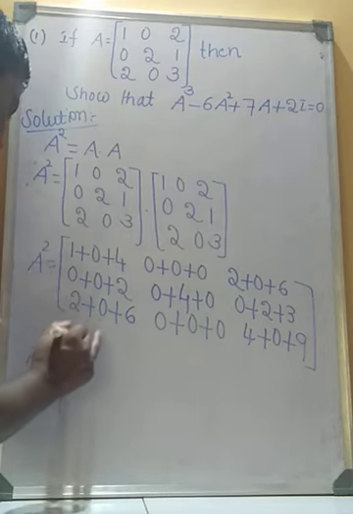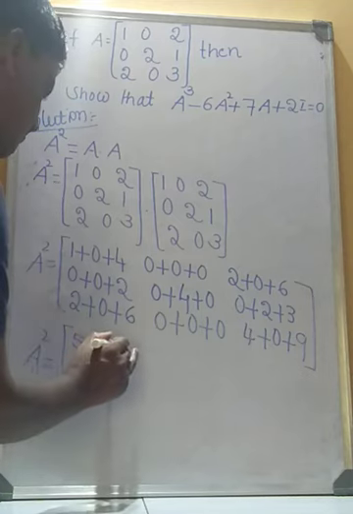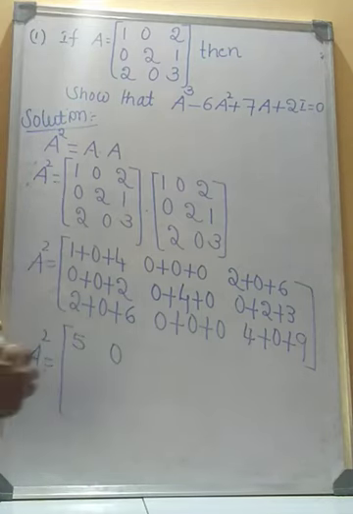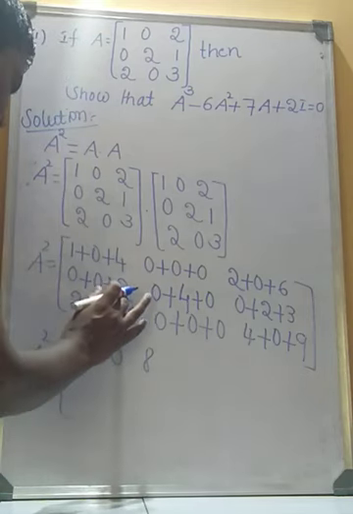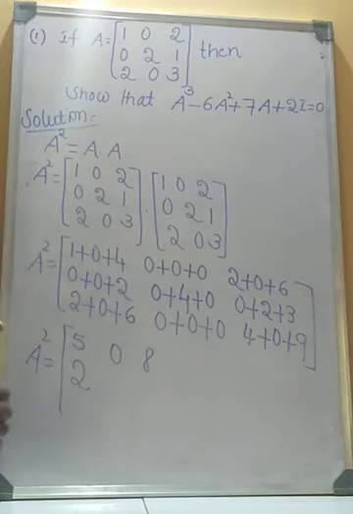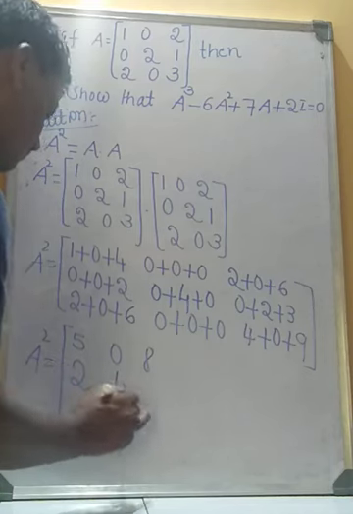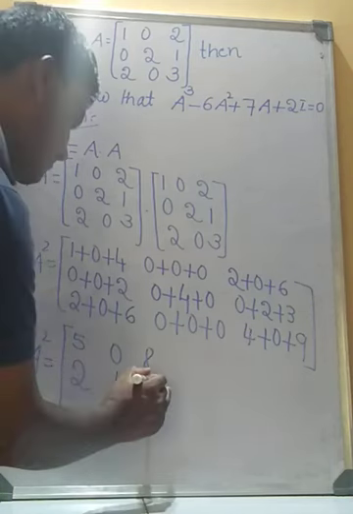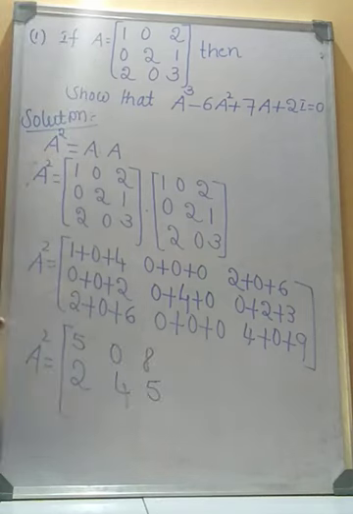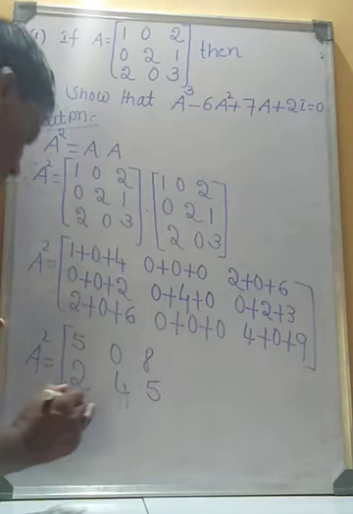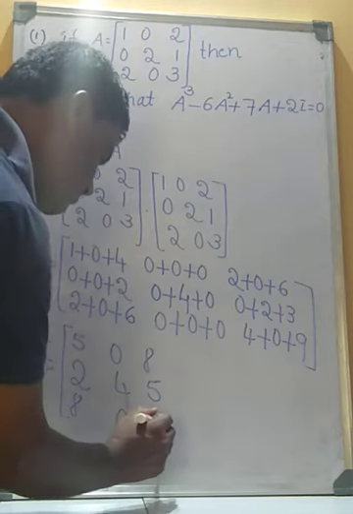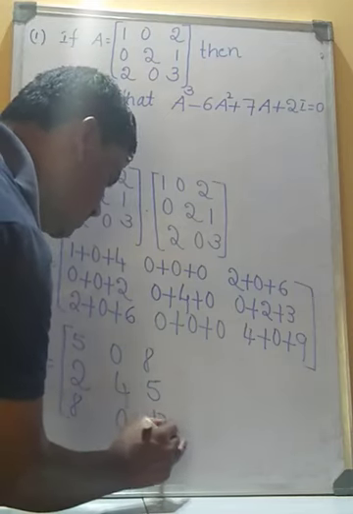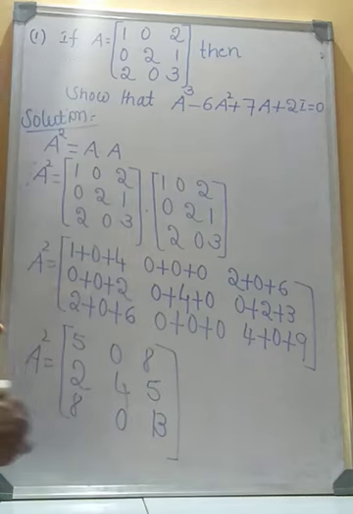1 plus 0 plus 4 becomes 5. 0 plus 0 plus 0 becomes 0. 2 plus 0 plus 6, 8. 0 plus 2 plus 0, 2. 0 plus 4 plus 0, 4. 0 plus 2 plus 3, 5. 2 plus 0 plus 6, 8. 0 plus 0 plus 0, 0. 4 plus 0 plus 9, 13. So, this is the A square matrix.